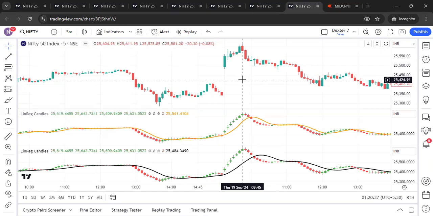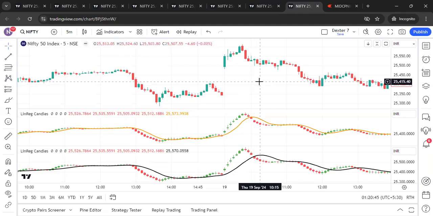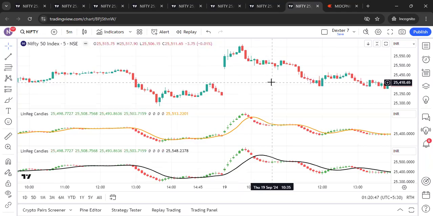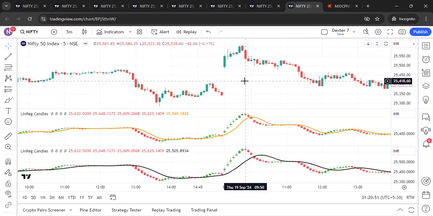So I initiated my sell here, took my 20-30 points, and I got out. Now I was lucky enough to get it in another 15 minutes, and I got out. If you would have waited for a change in color, maybe you would have got out at 10:35. Probably from 9:50 to 10:35, right? For 45 minutes.